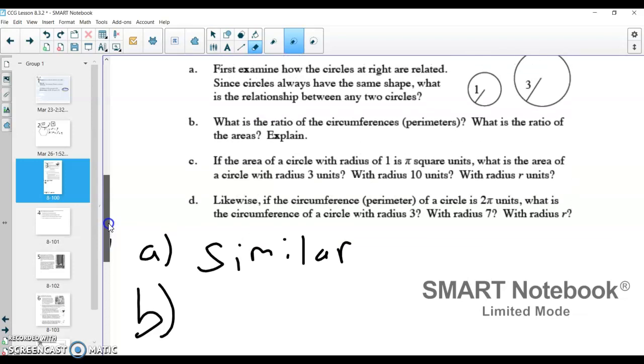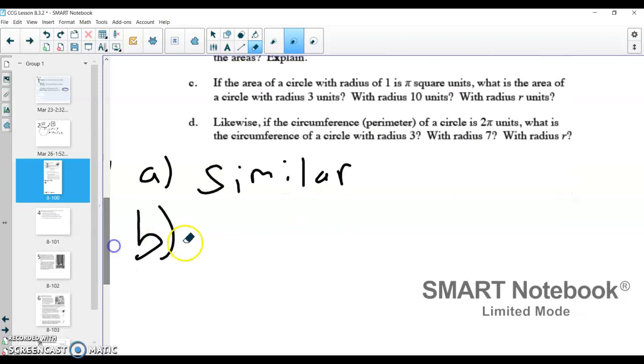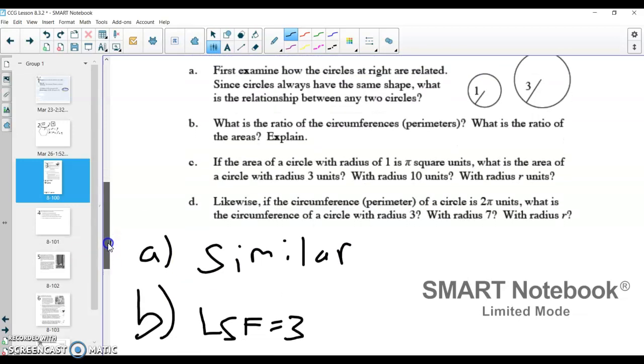So they are similar, and so we move on to part B, which is asking what is the ratio of their circumferences, their perimeters, and what is the ratio of their areas? Well, we know they're similar, and so we get to use the linear scale factor. The radius is going to go up by that linear scale factor. So when they're talking about a ratio of their circumferences, they're really talking about the linear scale factor. The first ratio, from radius 1 to radius 3, has a linear scale factor of 3, because the multiplier to take you from 1 to 3 is 3.